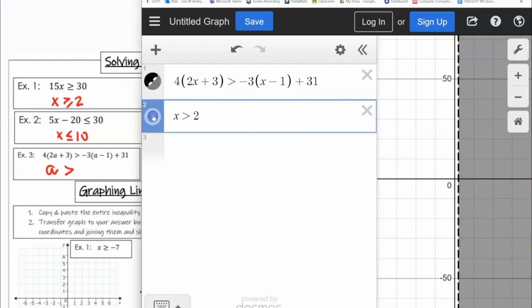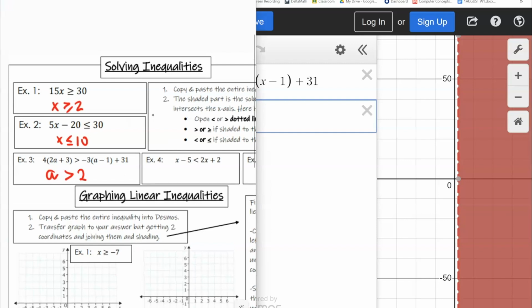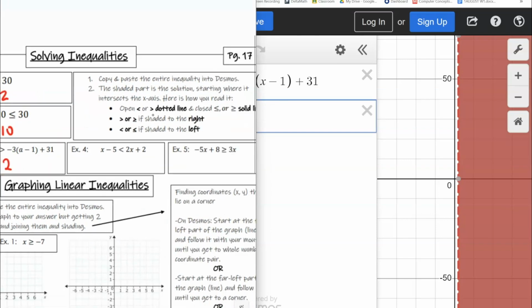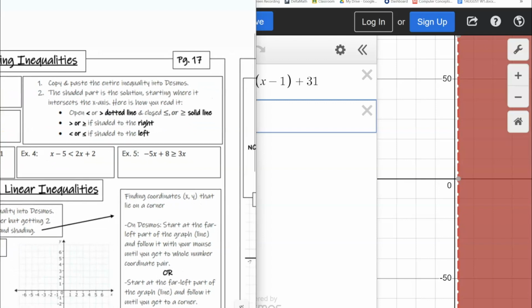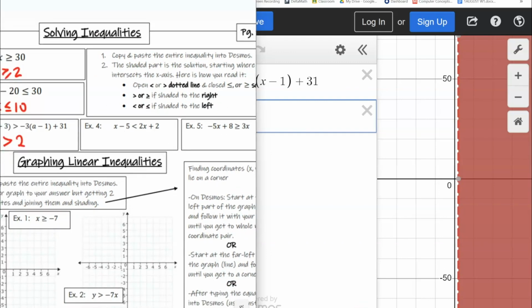Boom. If it overlaps exactly, you know that you've typed that answer correctly. So a is greater than 2. And again, I'm not using x because you have to use the letters that they give you. All right, example 4. I'll do one. Actually, you know what? You do example 4 and 5. All right, so that's how you solve inequalities in Desmos calculator.